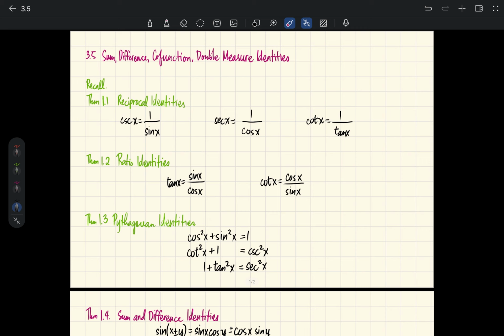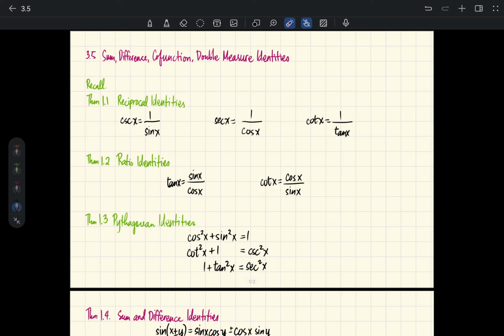Then next, we have the ratio identities. So from the word itself, we can express some of your trigonometric functions as ratios of sine and cosine. In this case, tangent x equals sine x over cosine x, and cotangent x is cosine x over sine x.